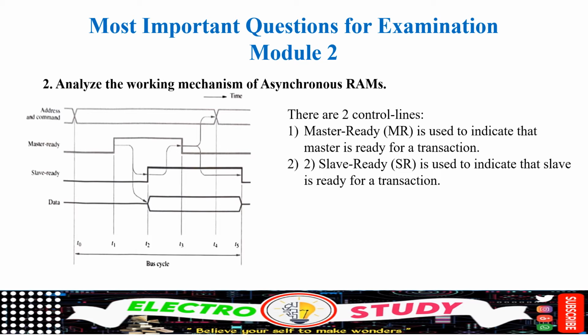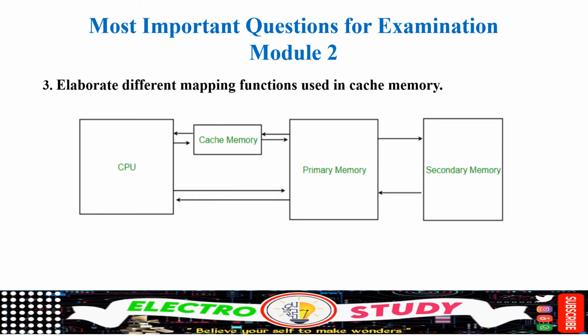So this is the bus cycle, and you have to explain it with these two control lines. Next question: elaborate the different mapping functions used in cache memory. This is the memory mapping function, where primary memory and secondary memory are mapped to the cache memory connected to the central processing unit. What is secondary memory? What is primary memory? Why is it connected to the cache memory? What is the CPU? All of those you have to explain in detail, like how it is differently mapped using cache memory.